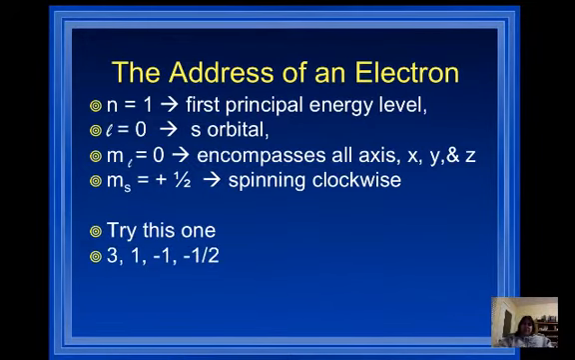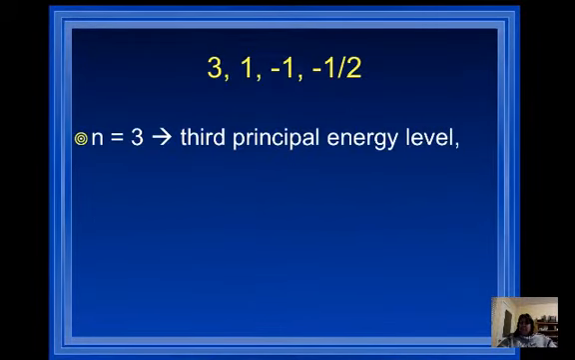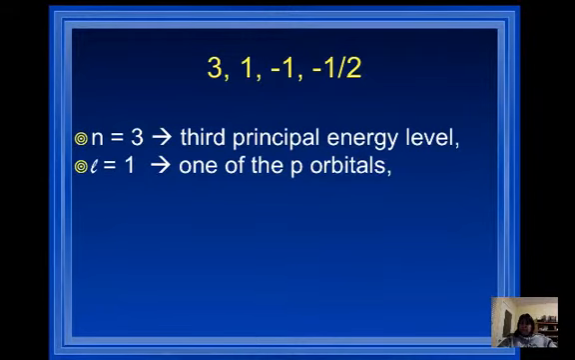Let's see if you can try this one. We have 3, 1, negative 1, and negative a half. So what do these 4 quantum numbers tell us? Well, when n is 3, we're talking about the third principal energy level. L is 1. Anytime L is 1, that corresponds to a p orbital.